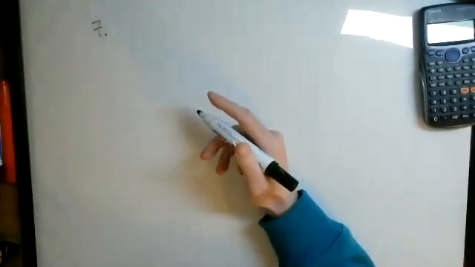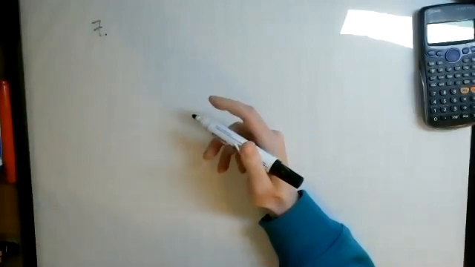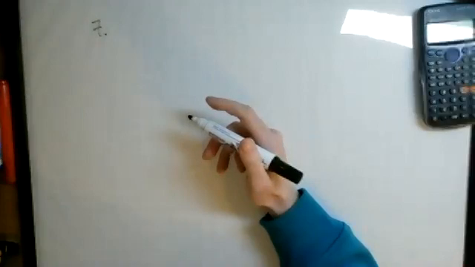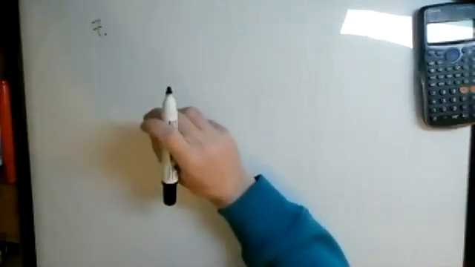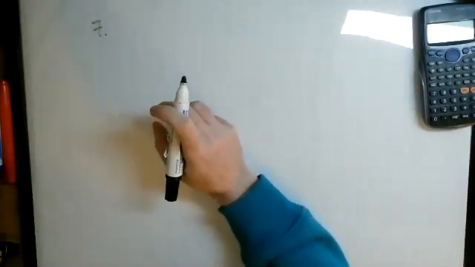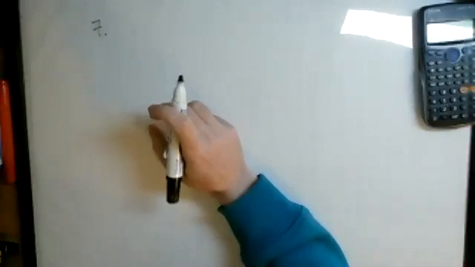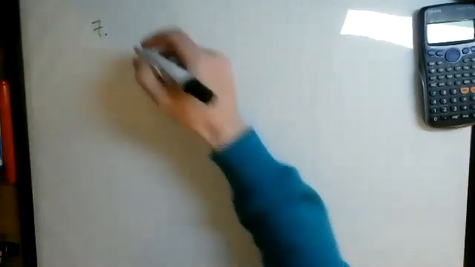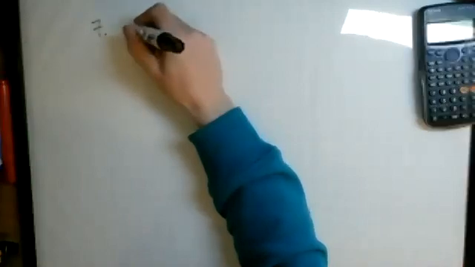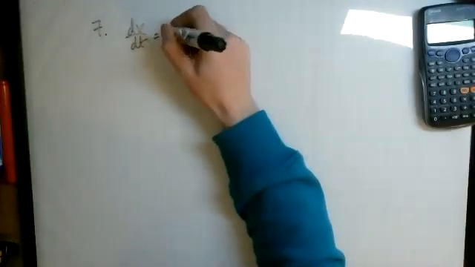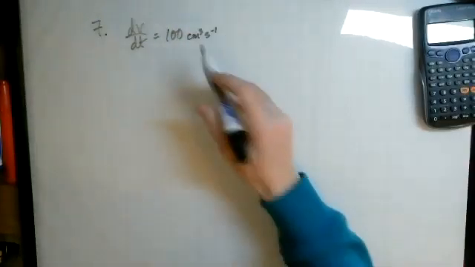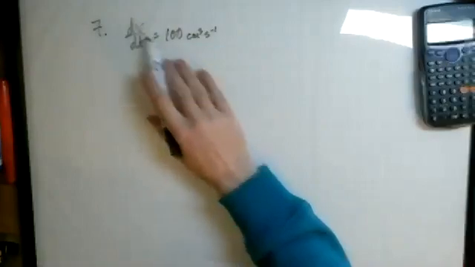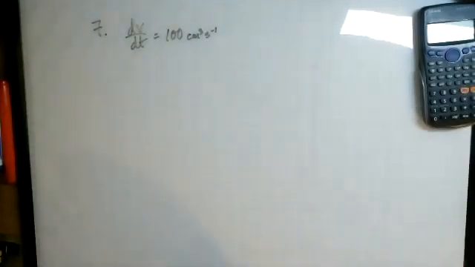Sand is being poured at a rate of 100 centimeters cubed per second. So the unit is centimeters cubed, which is volume, and per second is time. That means dV/dt is 100.